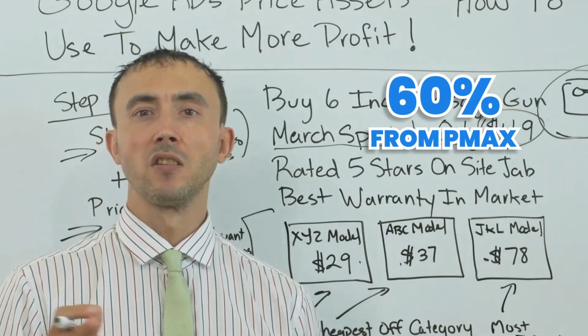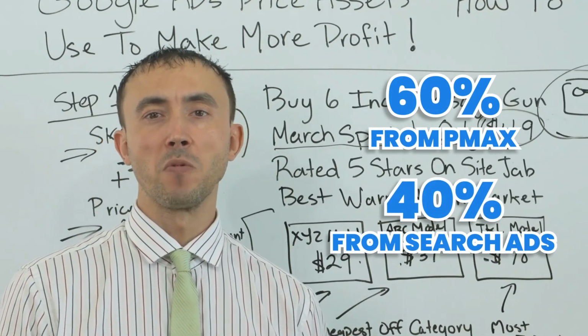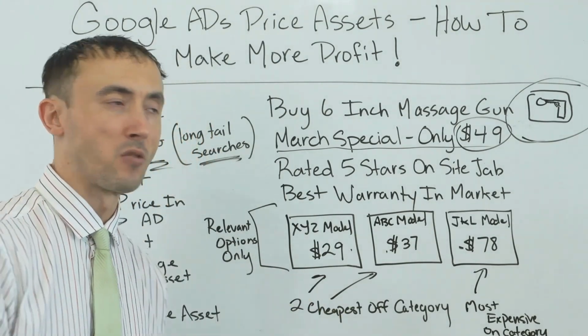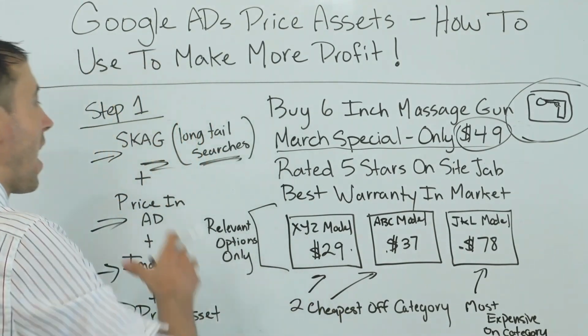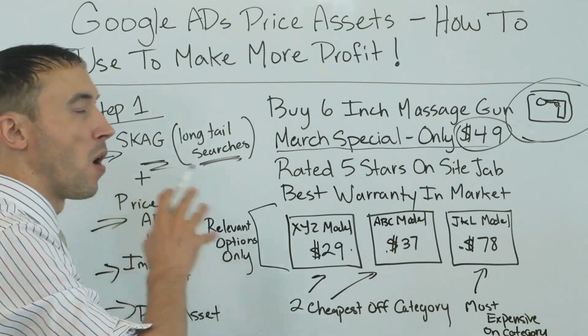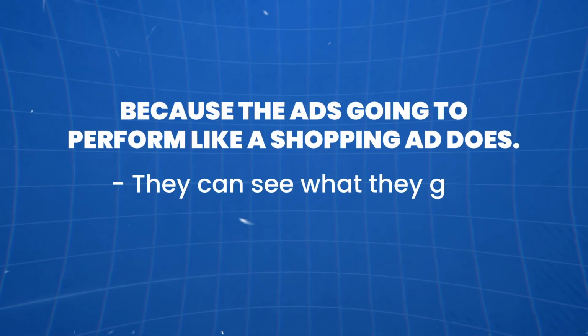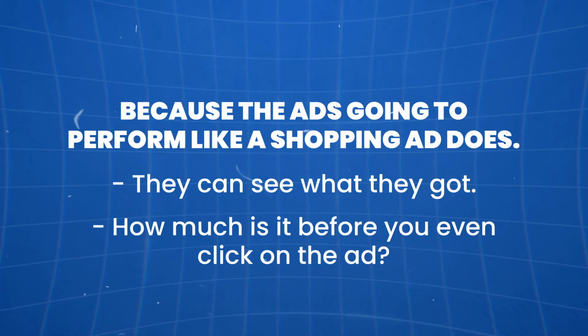60% from PMAX, that'll run your shopping placements, and then 40% from your search ads, doing things right. And then the best way to do the search ads right is to do an ad with the components that I mentioned. Why? Because the ad's going to perform like a shopping ad does. That is, they can see what they got, how much it is, before even clicking through the ad.